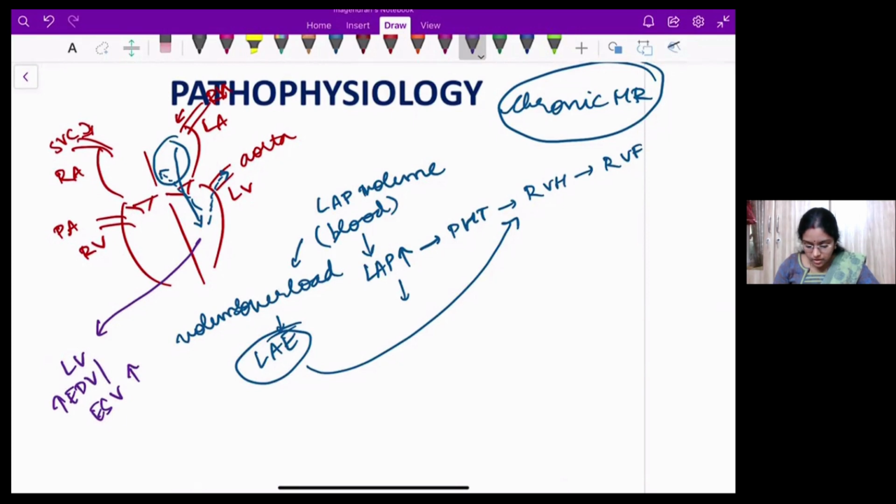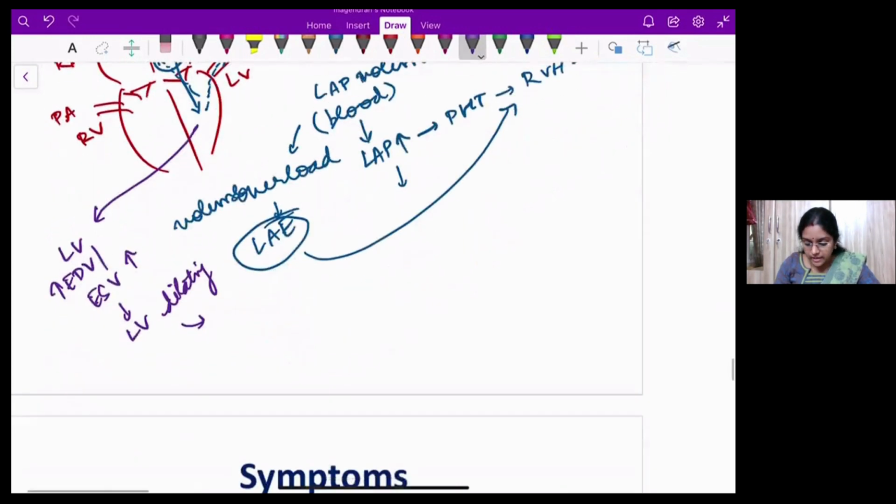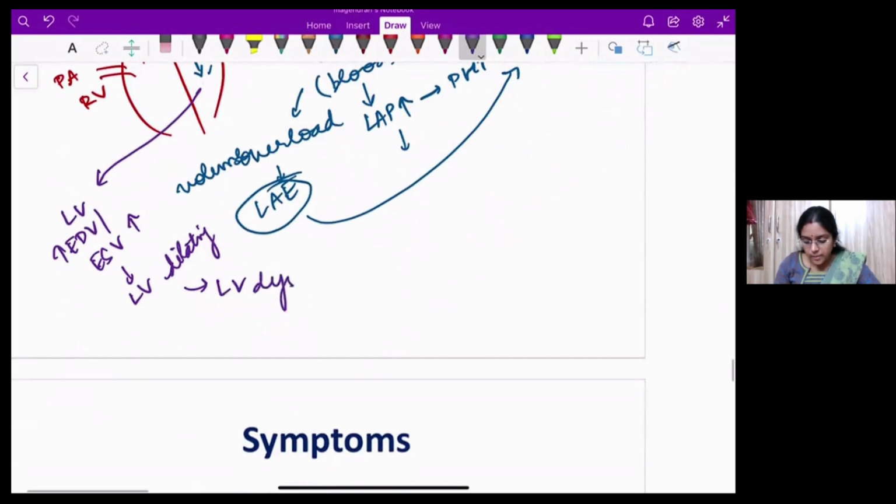So what happens then? There will be a lot of stress on the ventricular musculature. What happens then? The left ventricle will start dilating. Then what will happen when the left ventricle starts dilating? Left ventricular dysfunction will happen. So the left ventricular stroke volume will also decrease.